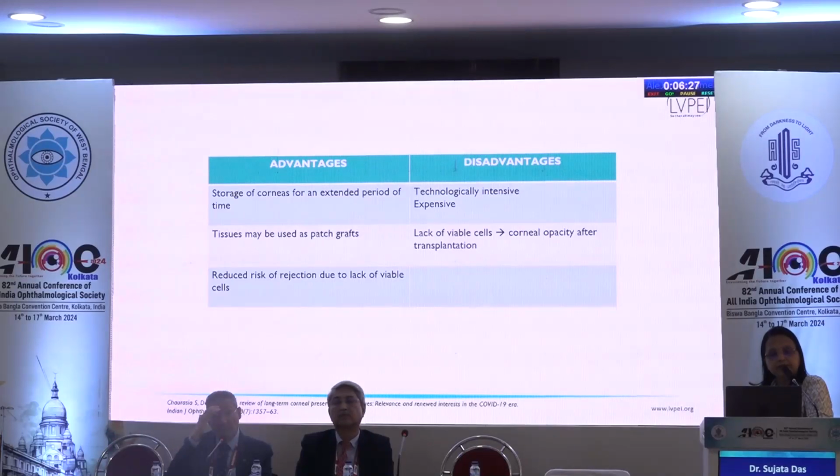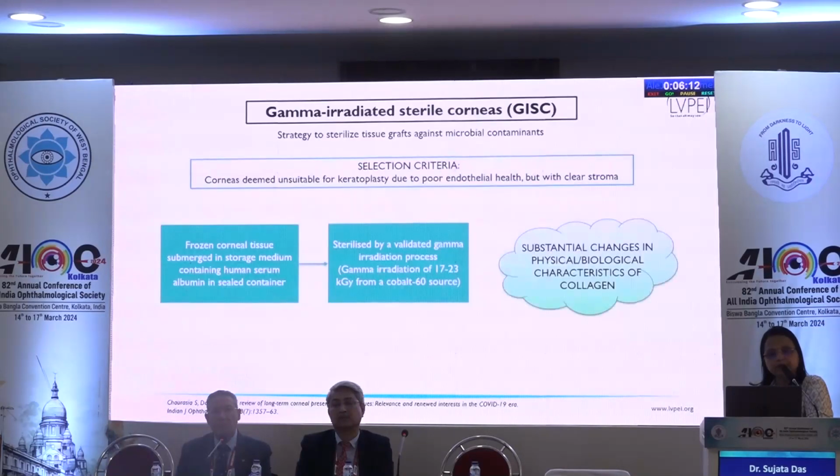This may be used as a patch graft, and reduces risk of rejection due to lack of viable cells. The disadvantage again is that it is technologically expensive. Lack of viable tissue leads to corneal opacity, so it is again only used for tectonic or therapeutic purposes. Gamma irradiation, I think it is used by your eye bank in Bombay. Dr. Muscati has experience in this.